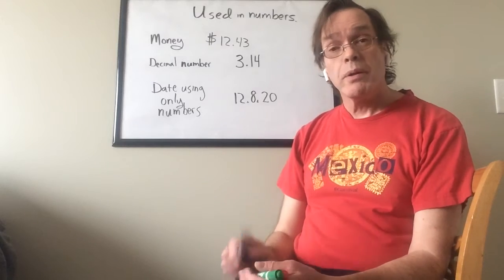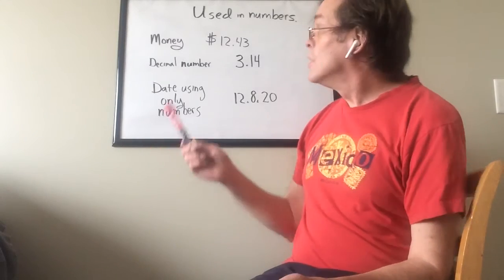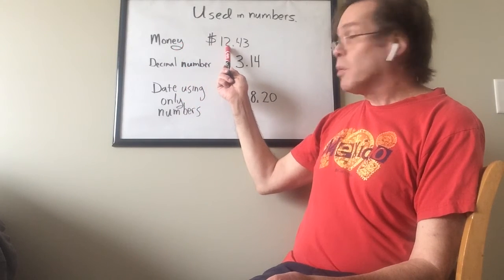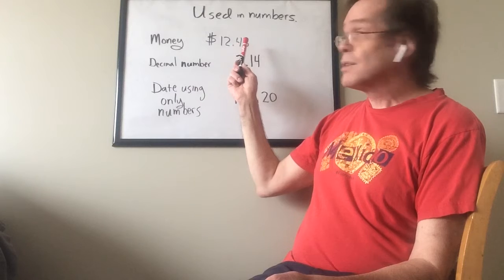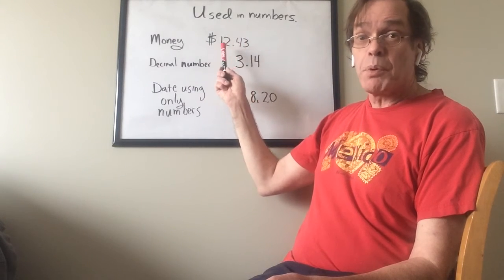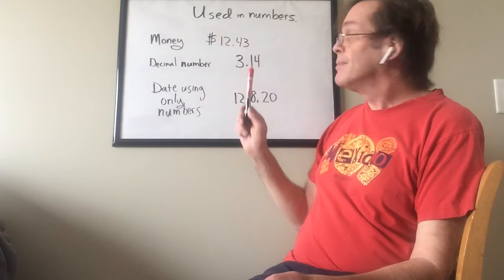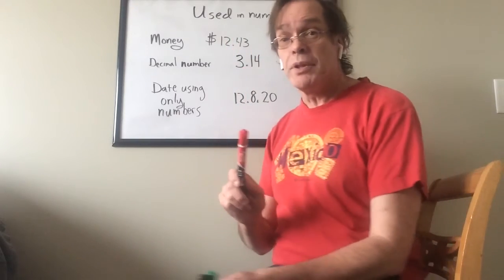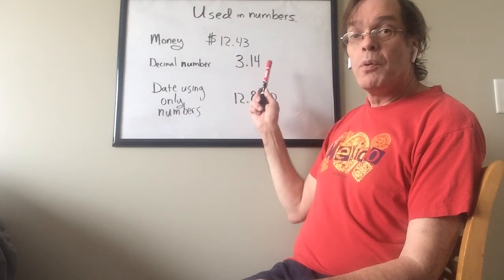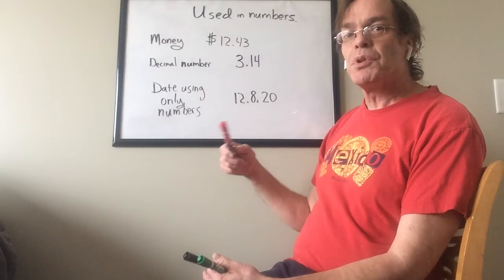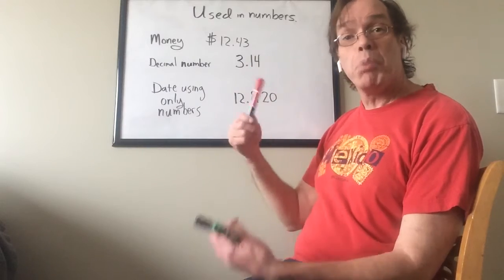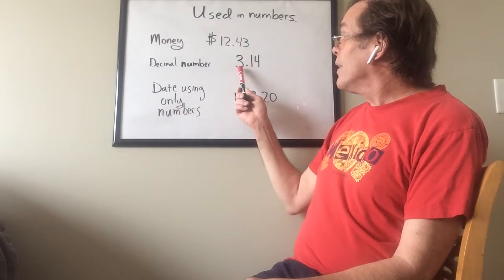You will also see periods used in numbers. For example, in money, $12.43. American English uses a dot to separate the dollars from the cents. In a decimal number, 3.14. When you're talking about mathematical numbers, you don't say dot 3 1 4, you say point. So that's 3 point 1 4.